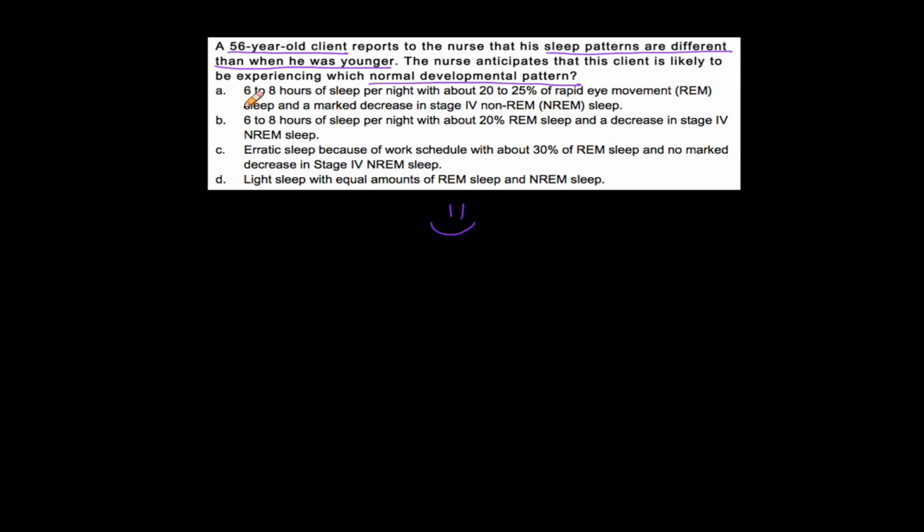So if I come back to A and I look at A and B, these look really similar to me. This has 6 to 8 hours of sleep per night with about 20 to 25% of rapid eye movement sleep. This says 6 to 8 hours of sleep per night with about 20% of rapid eye movement. These two statements are just about the same. And then I see a marked decrease in stage 4 non-REM sleep, and this says a decrease in stage 4 non-REM sleep. Well, folks, these are pretty much saying the same thing.